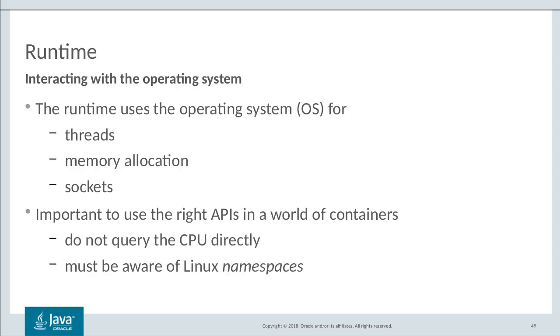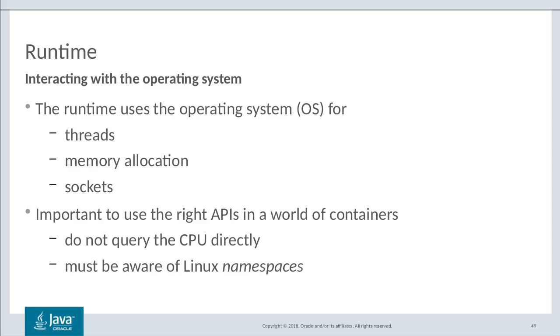Alright, the second part of the runtime that has been updated for JDK 10 that I want to tell you about is how the JVM interacts with the operating system. So the runtime uses the operating system for many things, including creating threads, performing memory allocation, and also setting up sockets for programs that want to use them. It is important for the JVM to use the right APIs when interacting with the operating system, particularly in a world now full of containers.